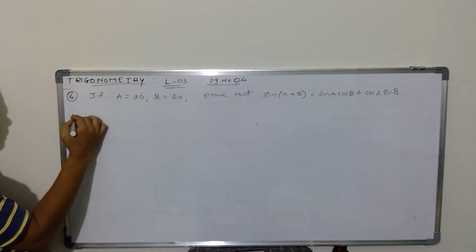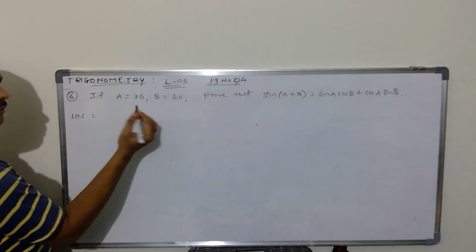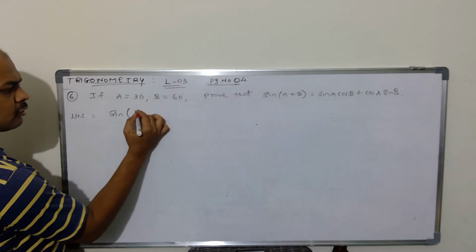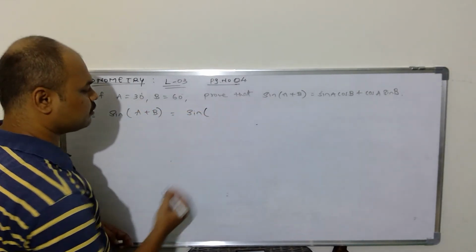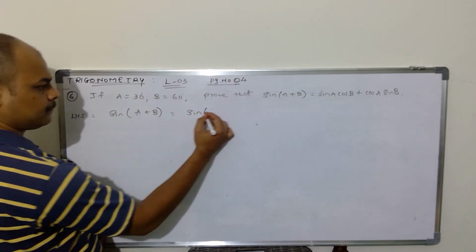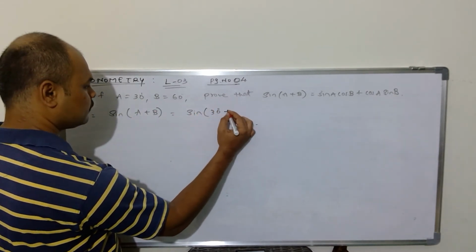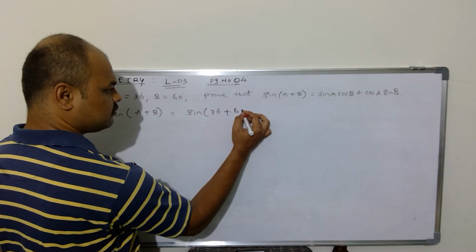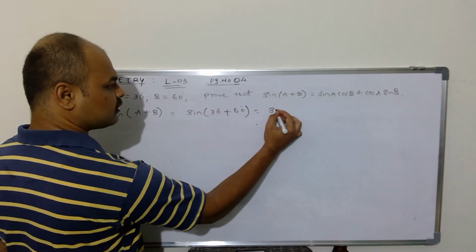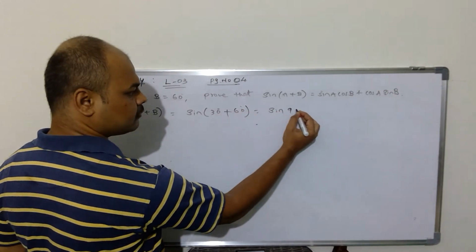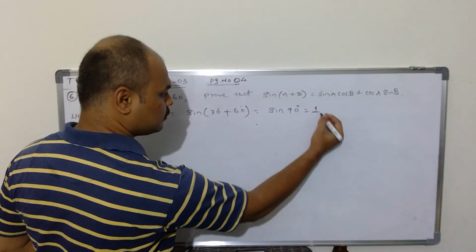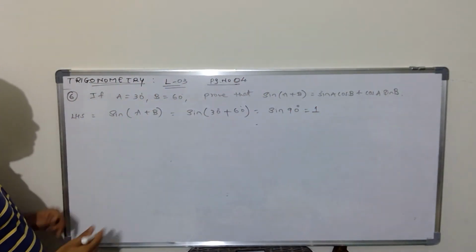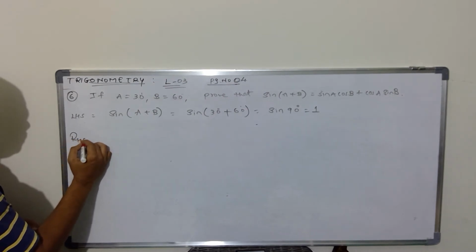So we start with LHS. Same workout, there is no difference. N number of angles can be given, don't worry. Just go as per our method. A 30 degree plus B 60 degree. So 30 plus 60 is 90 degree, and sine 90 degree in that table is 1. So LHS done. Now we go for RHS.